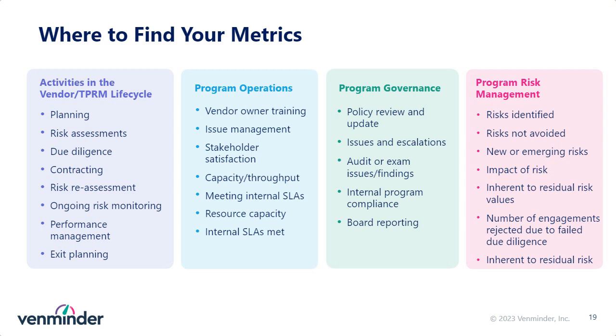And then finally, there's program risk management. So how many risks are identified? Did we miss the boat on anything? Were we not able to avoid some risk? How about new and emerging risk, or the impact of risk? The number of engagements that we're rejecting because due diligence is effective. So I think you get the idea here.